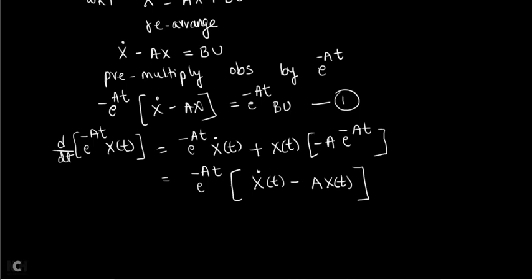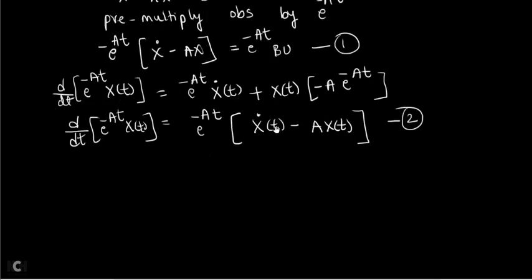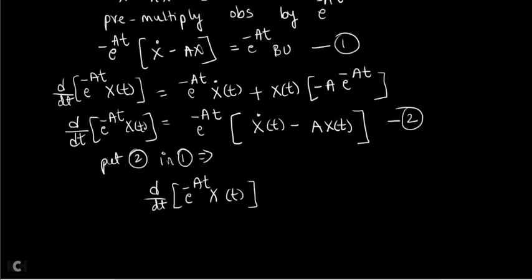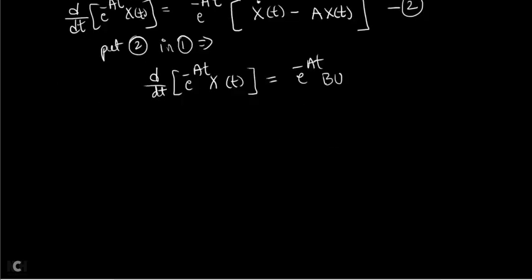Now what can you write on the LHS? Same thing, d by dt of e power minus at into x of t. Call it equation number 2. Can you substitute equation number 2 in equation number 1? E power minus at x dot minus ax, instead of this, what I can substitute from equation 2 is d by dt e power minus at x of t. Correct? So put equation 2 in 1. LHS becomes d by dt of e power minus at into x of t is equal to e power minus at. RHS of equation 1 will be the same, no change.